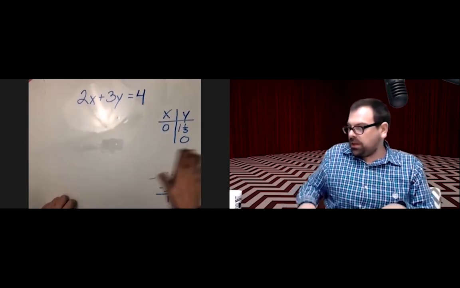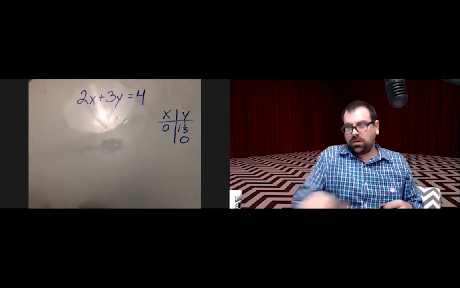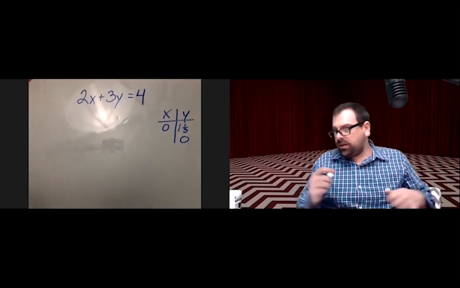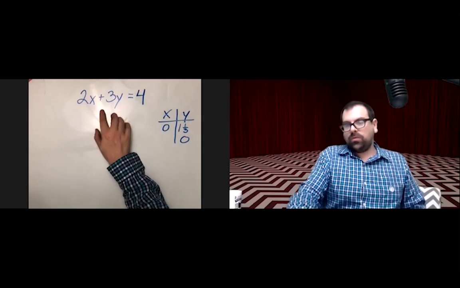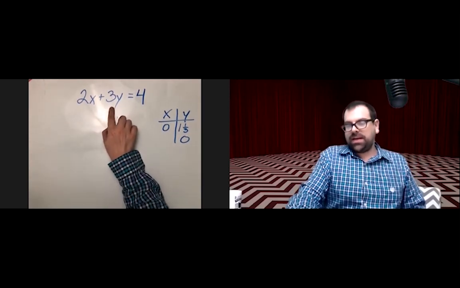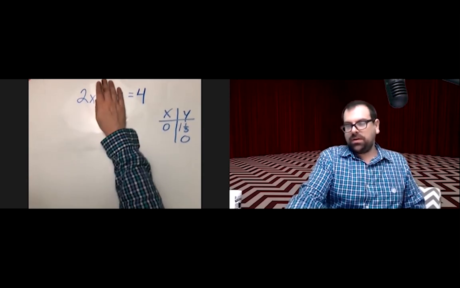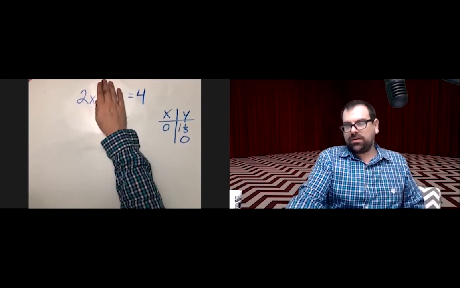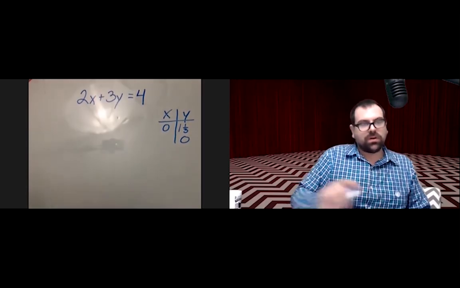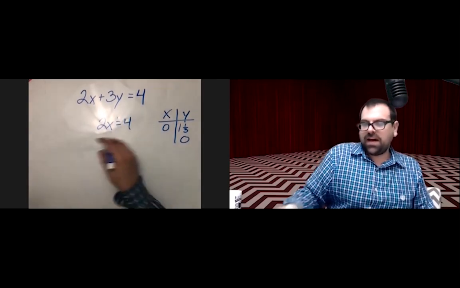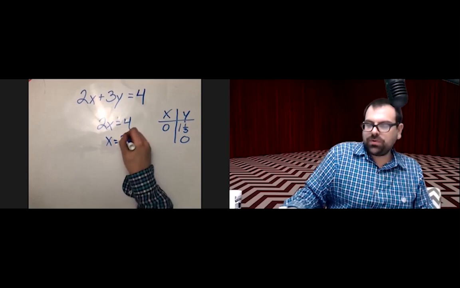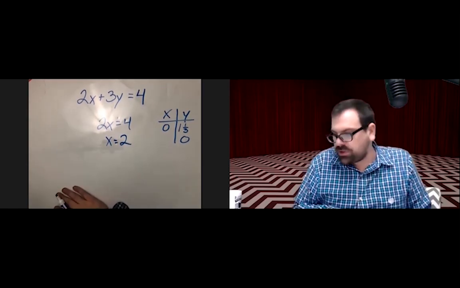Let's go ahead and plug 0 in for y. Plugging in 0 in for y, plus 3 times 0 plus 0. That goes away. 2x equals 4 is what we're left with. Divide both sides by 2. We get x equals 2.